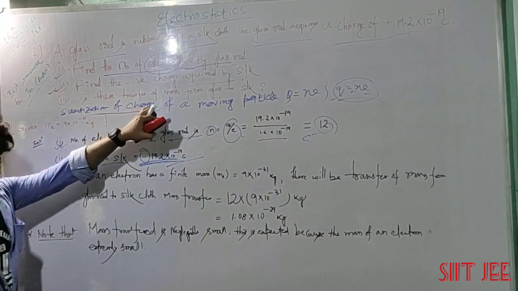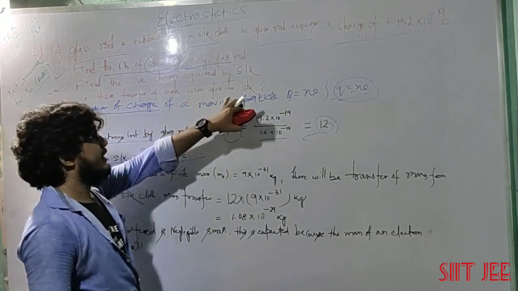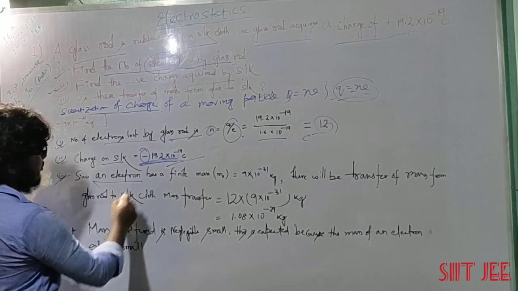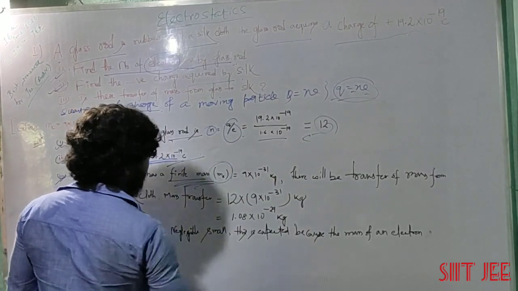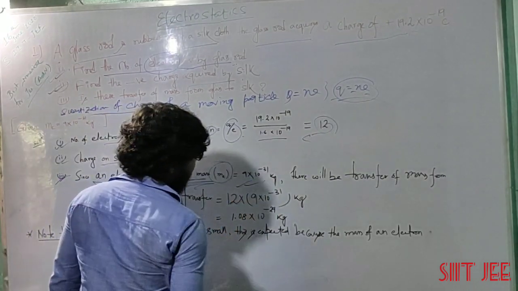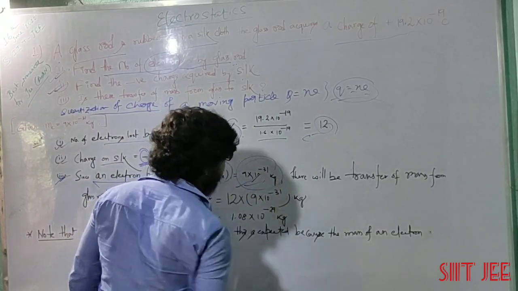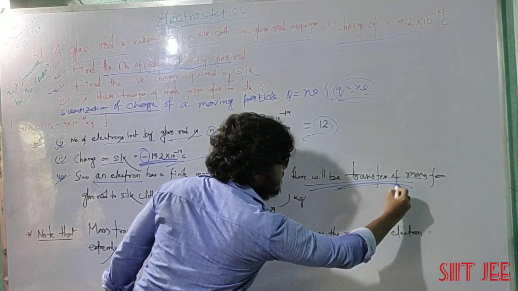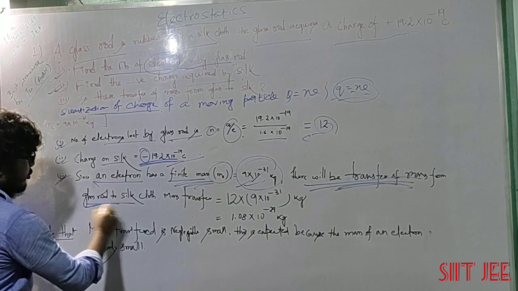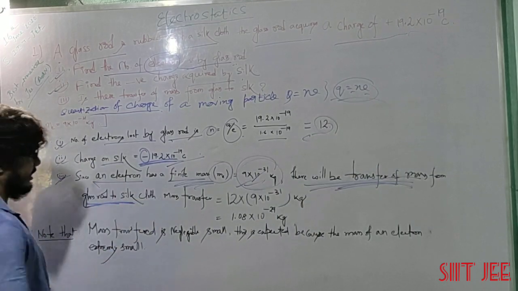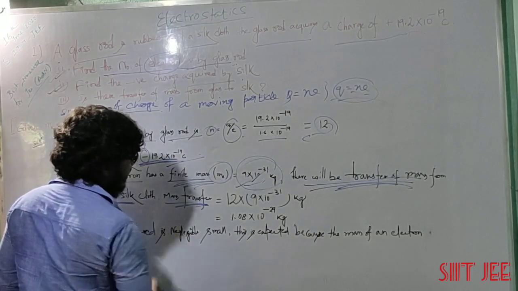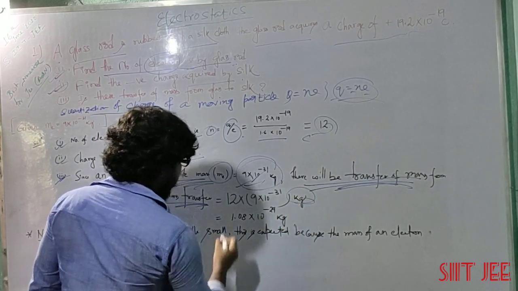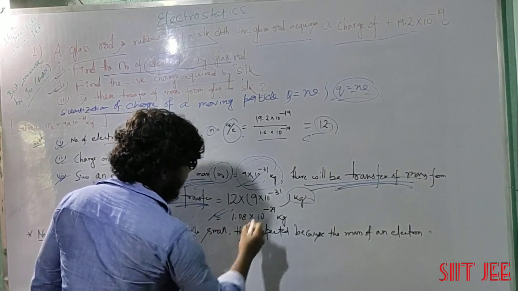And is there transfer of mass from glass to silk? Since an electron has a finite mass m e, we get 9 into 10 to the minus 31 kg. There will be transfer of mass. The mass transferred from the glass rod to the silk cloth is 12 into 9 into 10 to the power minus 31 kg, which is 1.08 into 10 to the minus 29 kg.